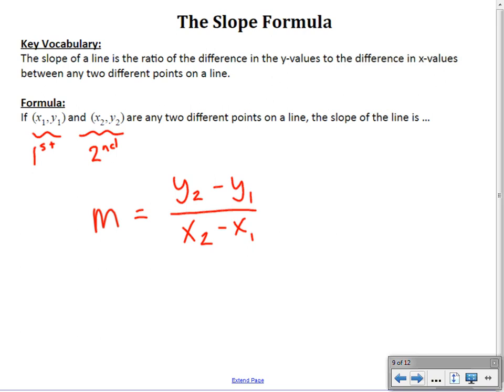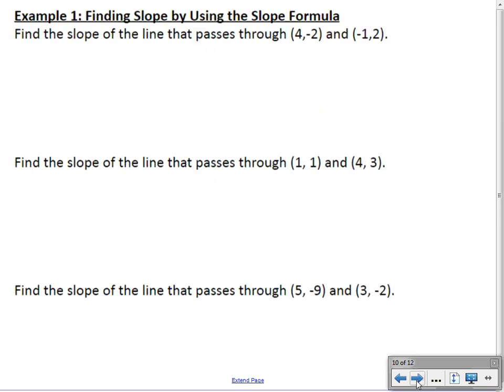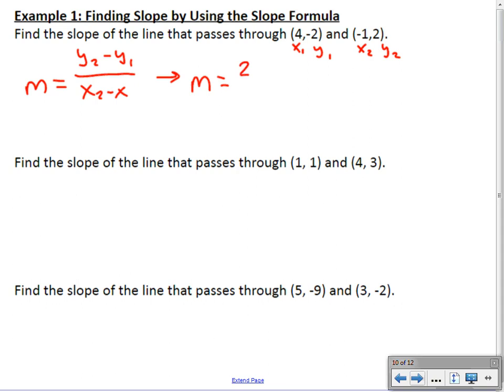All you have to do is take the ordered pairs that are given to you, label them, and then substitute them into the formula. So we have m, the slope, is equal to y2 minus y1 over x2 minus x1. So for this one, y2 is 2 minus y1, which is a negative 2, so be careful here, divided by x2, which is negative 1, minus x1, which is positive 4.